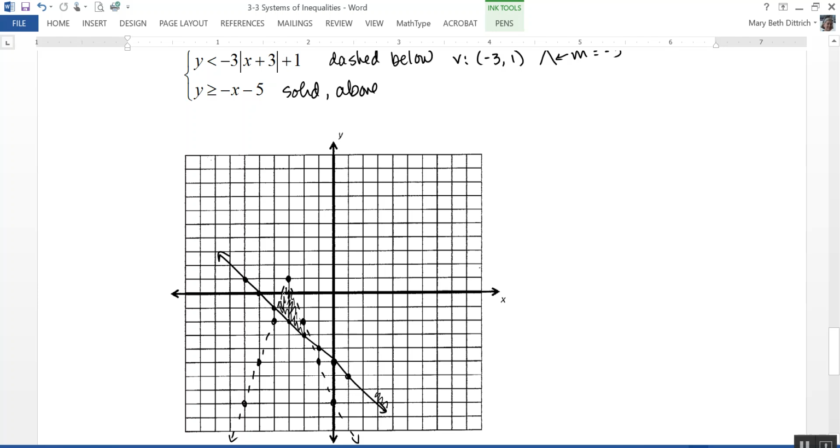Okay, so in this section we took a look at systems of inequalities and how to solve them by using a table, which is not recommended, and how to solve them by graphing, where you draw two lines, or a line and perhaps something like an absolute value graph, and see where the shadings of those two inequalities overlap each other.